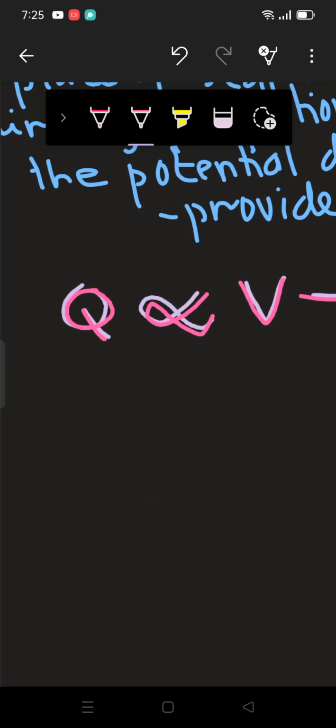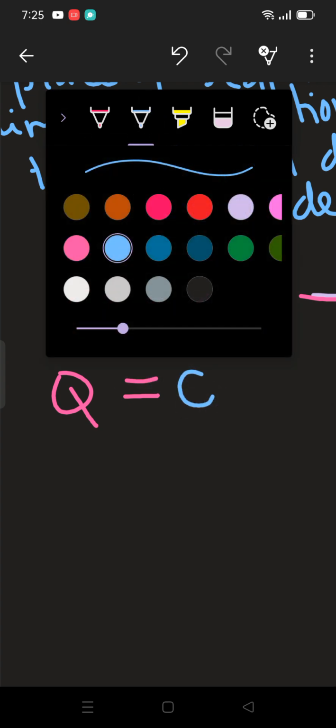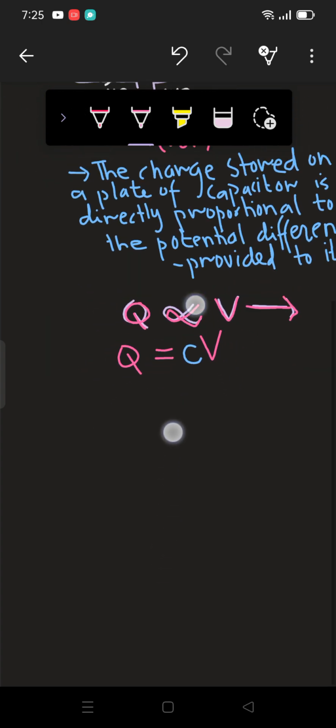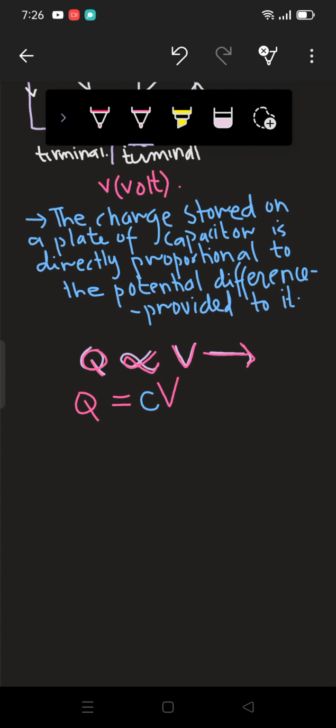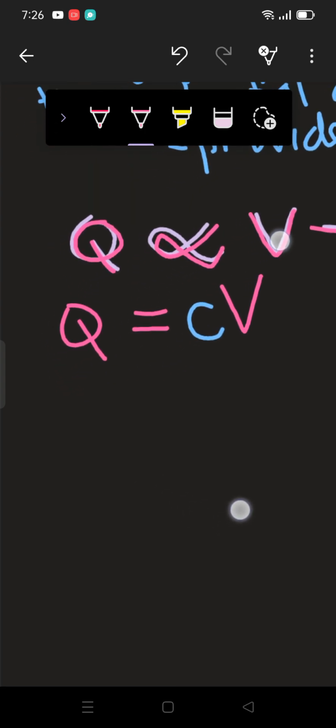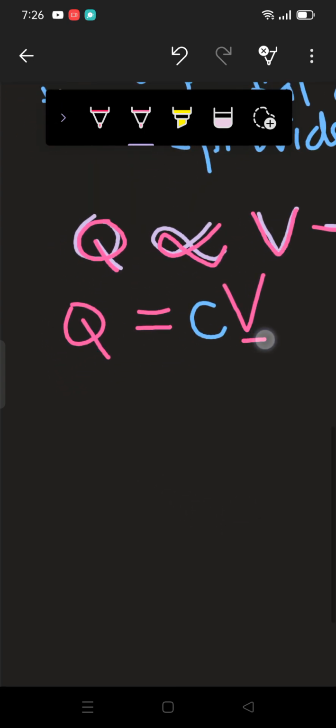Now let's see what constant we get here when we remove this proportionality sign. So Q is equal to C times V, where C is our constant. Here V is multiplying, so when it goes to the other side, it will be divided. So C is equal to Q over V.